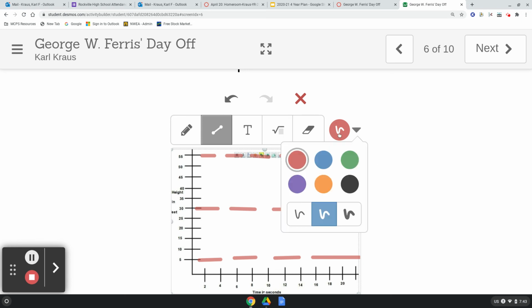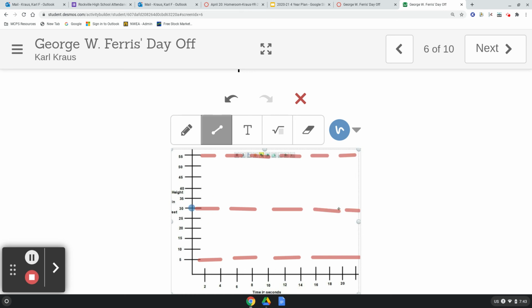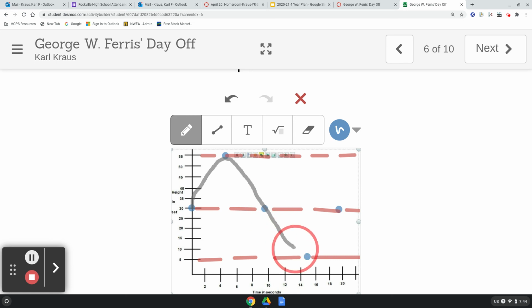And then we're going to make our graph. So at 0 seconds, we're at 30. And then at 20 seconds, we're at 30. 10 seconds, at 30. And then at 5 seconds, we'd be at a maximum, and at 15 seconds, we'd be at a minimum. And then draw a curve through there. So we're going to try to draw a nice sine curve through there.